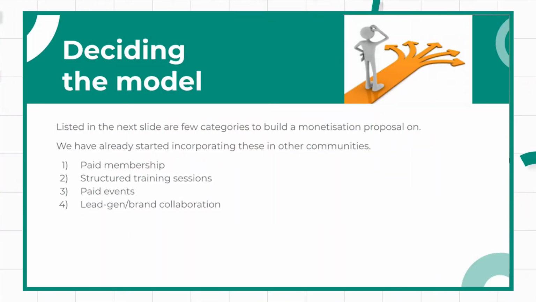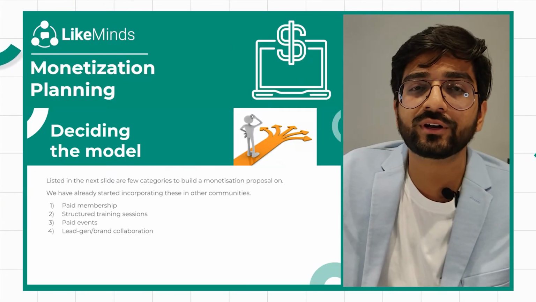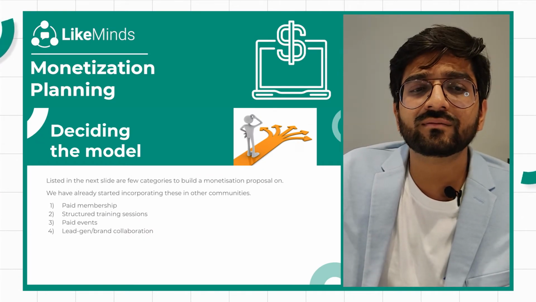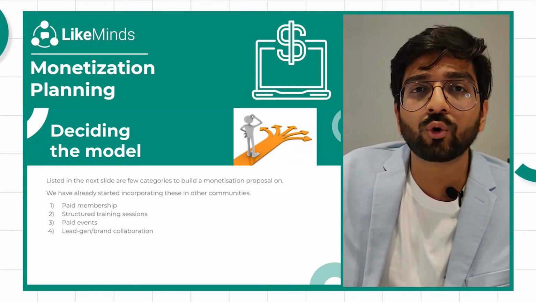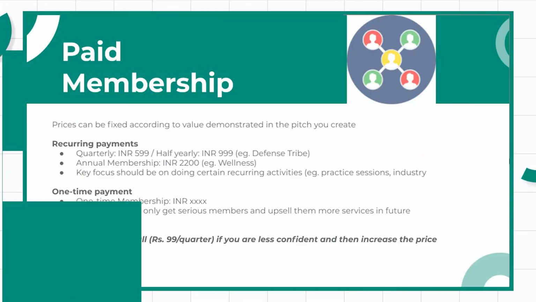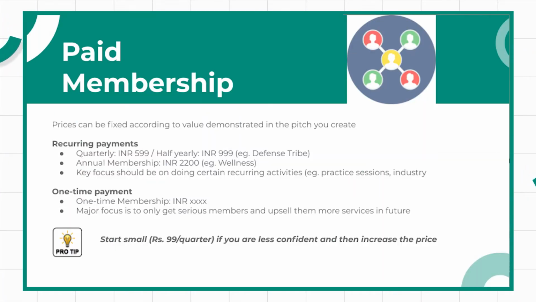Now, moving on, we've learned how to pitch, we've seen the framework. Now, what model should I use to monetize my community? We've seen multiple models. I want to cover 4 broad models today. The first one is paid membership, which I feel is the best model out of the whole 4. And by the way, you don't need to choose between one of them. You can use all 4 models as well to monetize your community.